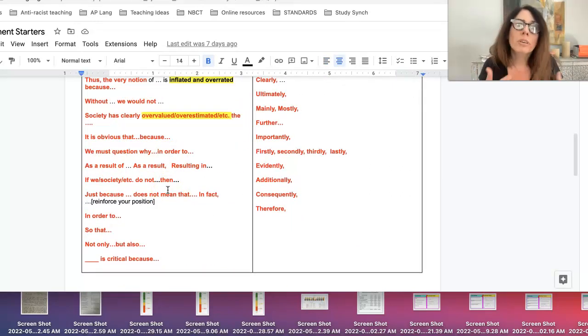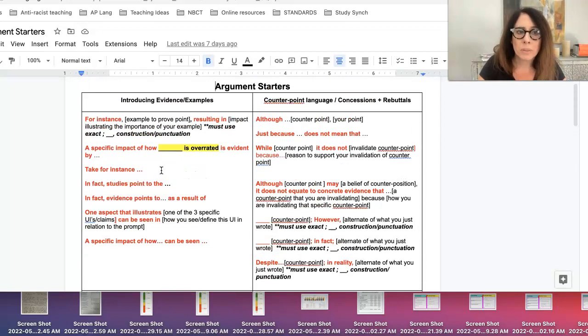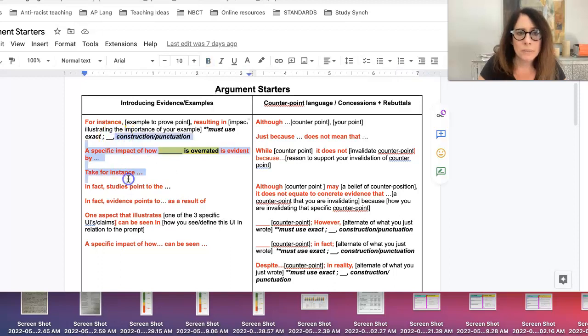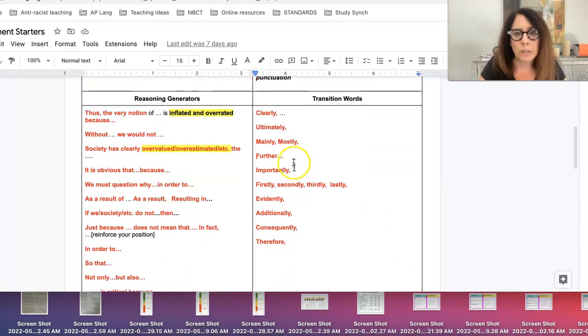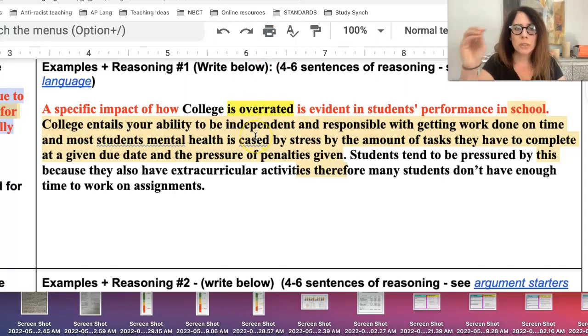Even if you feel like you can write it on your own, I want you to take this phrasing and experiment with it. You need some of this to introduce your evidence, and then you need at least 1 counterpoint language, and then throw in some transitions to move from paragraph to paragraph or idea to idea in your paragraph. So it's like sort of like a recipe, right? You're throwing everything in. So my feedback to this writer is that I need to see 4 to 6 sentences of that argument reasoning.